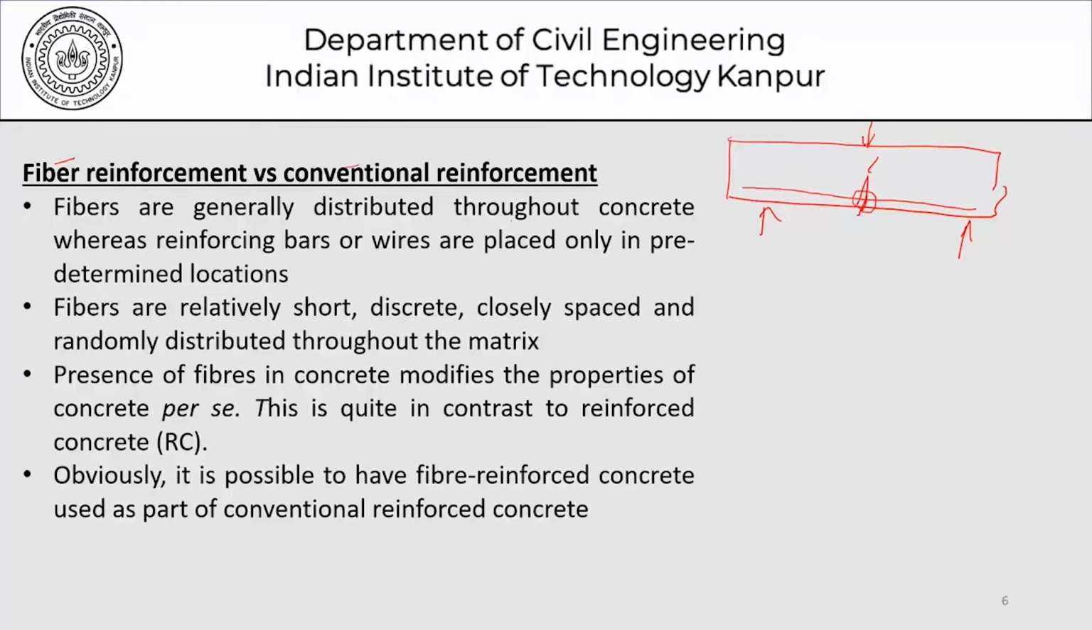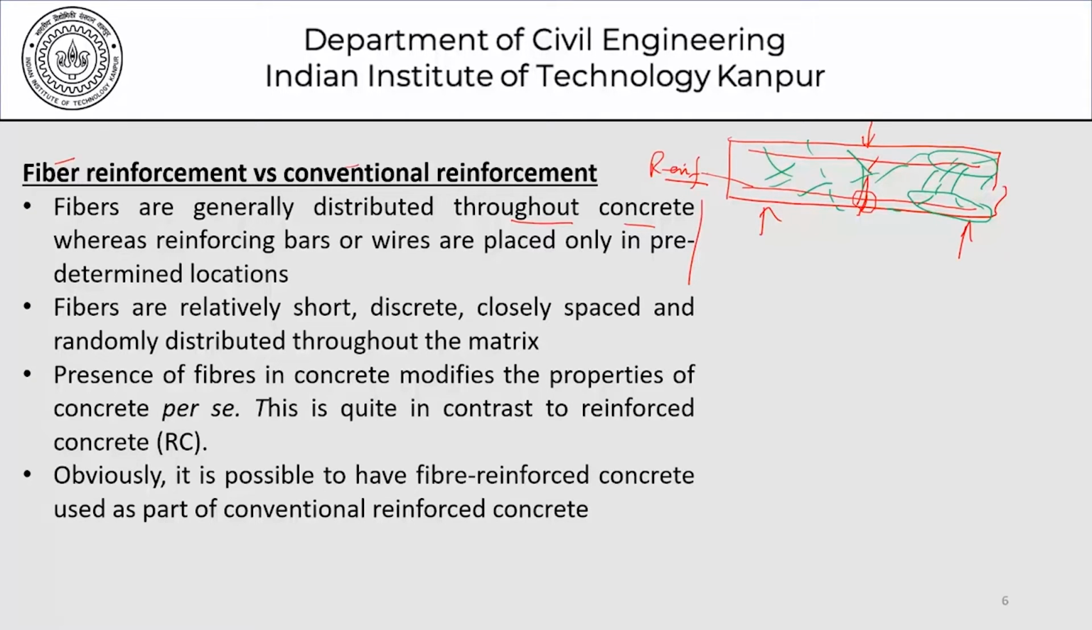Fibers are generally distributed throughout the concrete, whereas reinforcing bars or wires are placed only in predetermined locations. So as we can see in this picture, reinforcing bars are placed at the tensile face of the member. We put some reinforcing bars on the compression face itself also, but it is all at predetermined locations. Whereas fibers are distributed throughout the matrix. That is, if I was to use a different color here, fibers will be all over the place as far as the matrix is concerned. So it's not at a predetermined location as in the case of reinforcing bars.